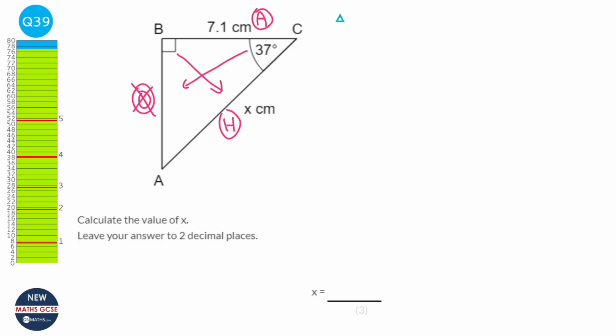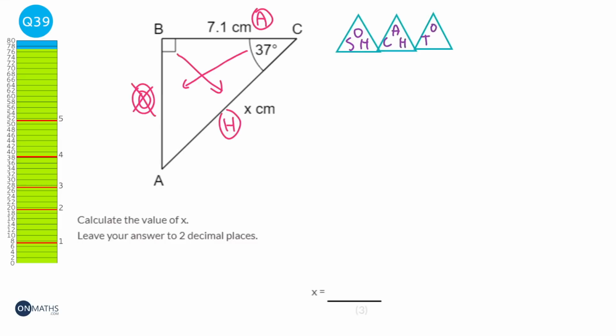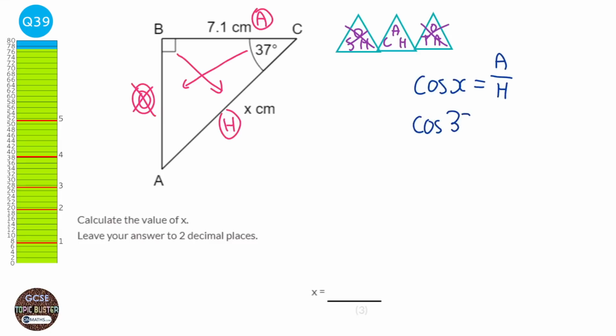And we're next going to draw our triangles for SOHCAHTOA. So it'll be SOHCAHTOA. And we cross out the opposite, so we're not looking at a sine or tan, we're going to be looking at the cos. So it would be cos the angle, or cos x, equals A over h, and the angle is 37, so cos 37 equals 7.1 over x.